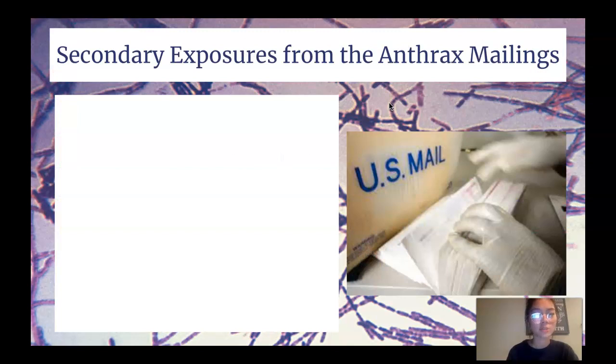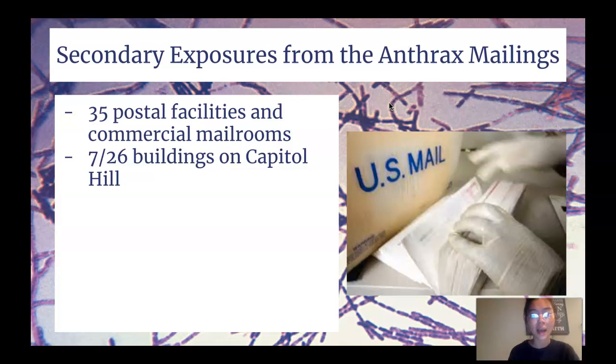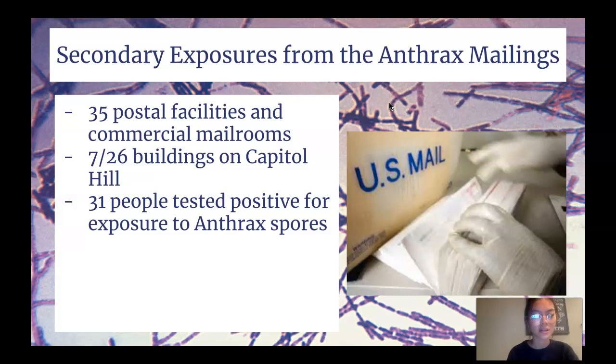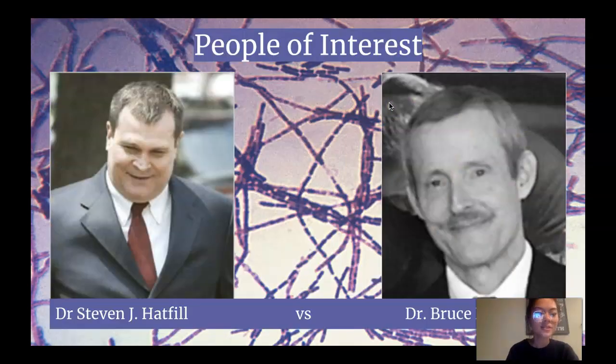We also have secondary exposures from the anthrax mailings, and that includes 35 postal facilities and commercial mailrooms that tested positive for exposure to anthrax. We also have 7 out of 26 buildings on Capitol Hill that also tested positive for anthrax exposure. 31 people tested positive for anthrax exposure that were not included in the 22 that were actually infected by the anthrax. We then have 10,000 that were deemed at risk for possible exposure to anthrax spores, and they all underwent antibiotic prophylaxis.